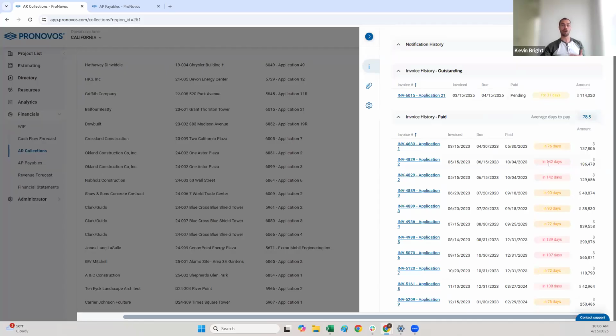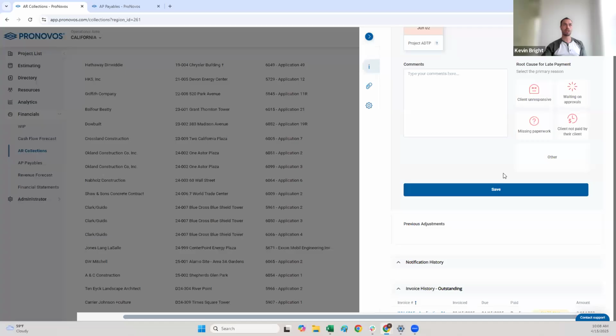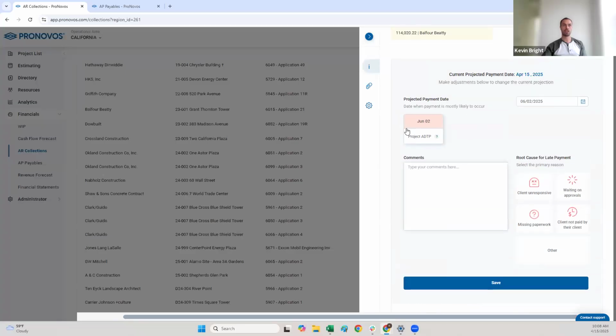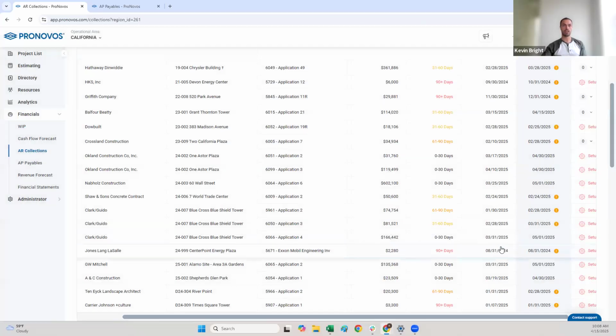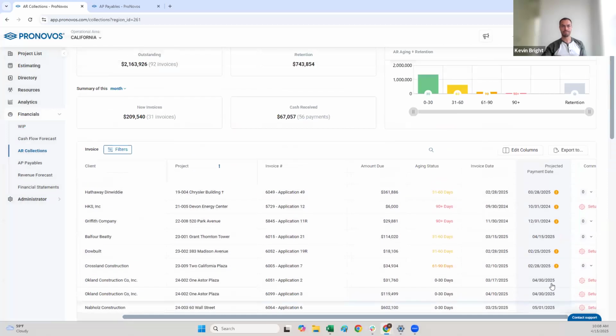And sometimes it's been as long as 142 days. Having those data points, the hard facts of how long it's taking them to pay, it's a really powerful tool when you go to negotiate with them and say, hey, can we speed up these payments here? What can we do? So that's a really important one here, just making sure you're updating that projected payment date, just because it's going to make it much easier when it comes to managing your cash flow.